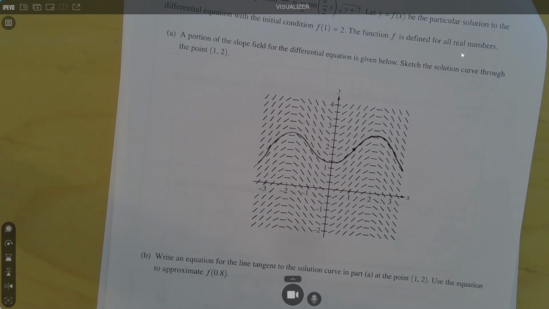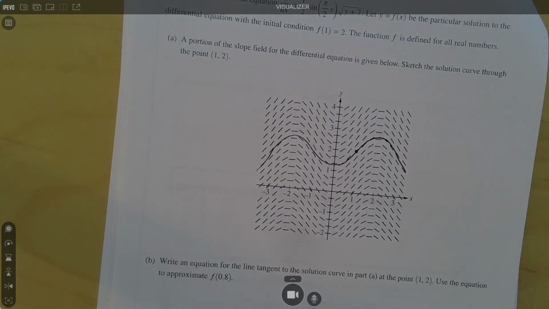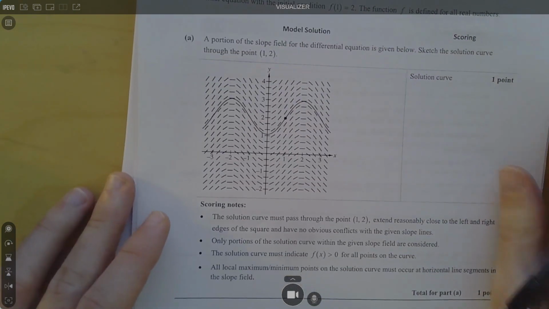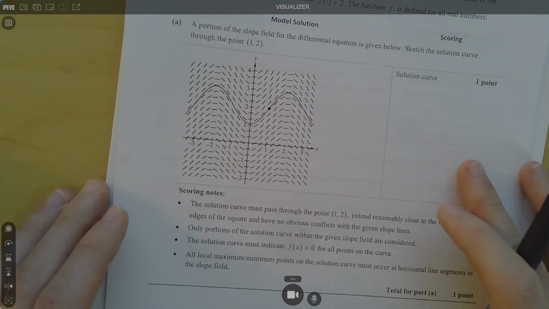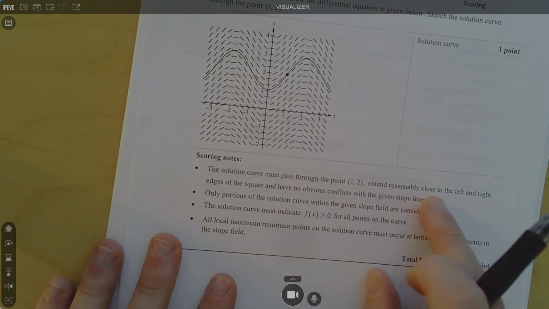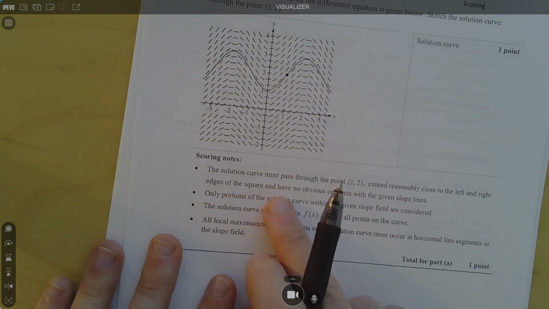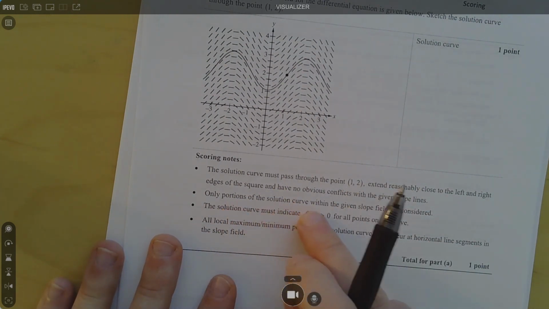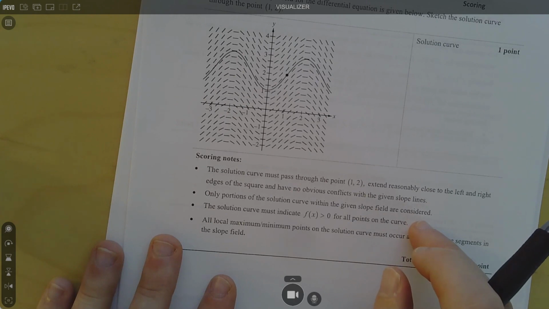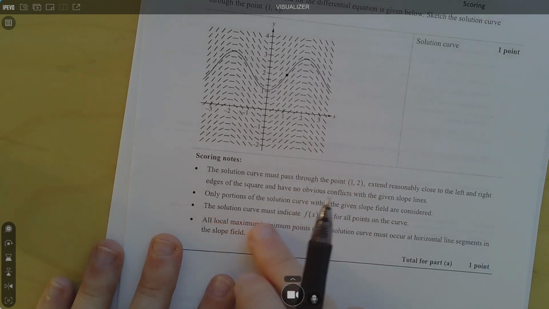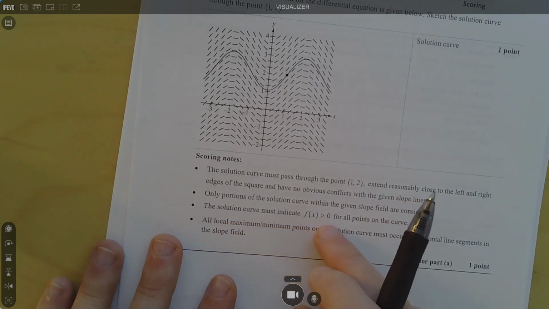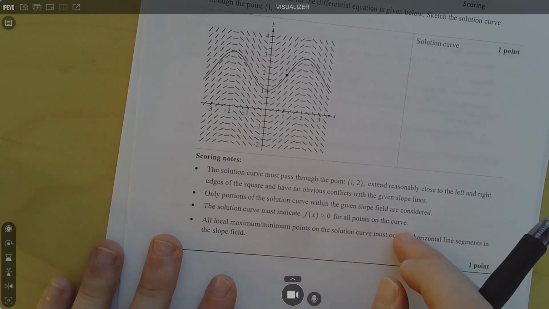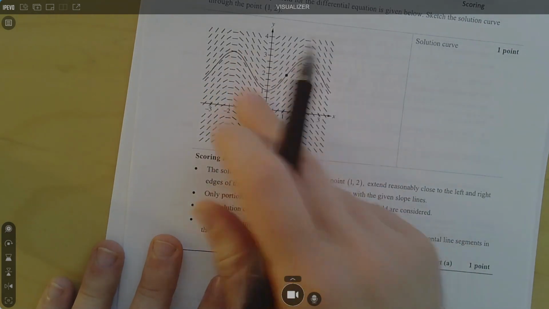The important part is, and I'm going to have the solution guide next to me to go over it, if you look at the solution curve in your practice test, you must pass through (1, 2), extend reasonably close to the left and right edges of the square, and have no obvious conflicts with the given slopes. Only portions of the solution curve within the given slope field are considered. The solution curve must indicate that it's above 0 for all points in the curve. All that means is this should never go negative.